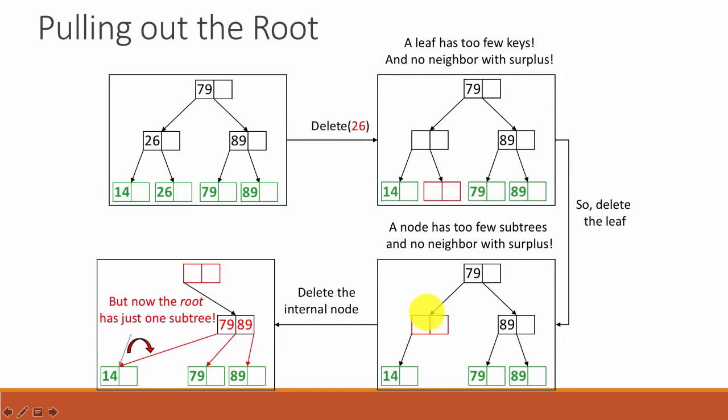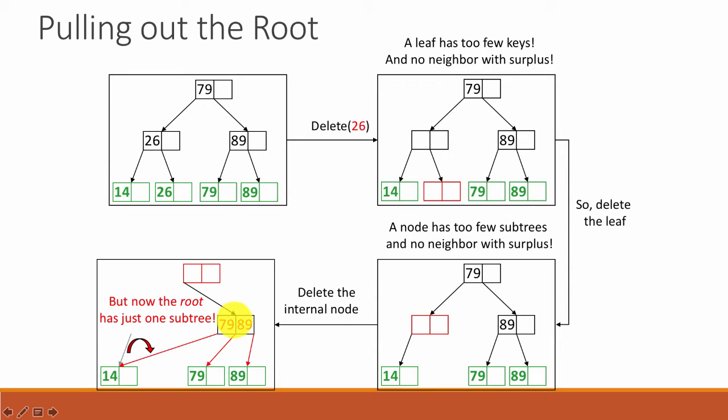And what we need to do is once we delete this internal node, we combine these two nodes together. Because we know this guy is under full and this guy is right at the edge, so that we can merge them together, and we have 79, 89, and this guy now has all of the children.